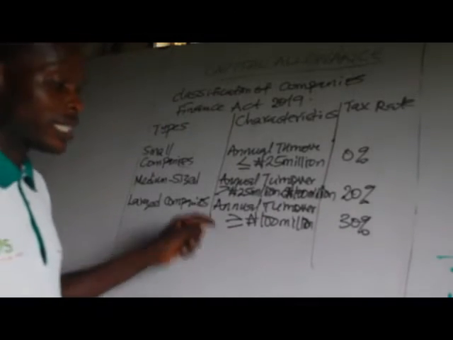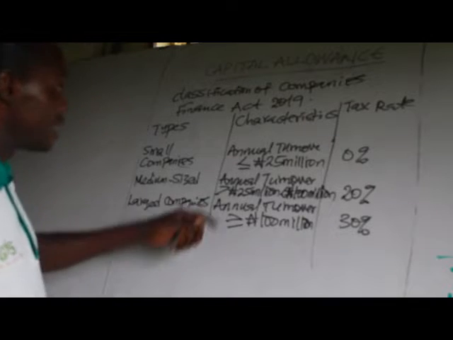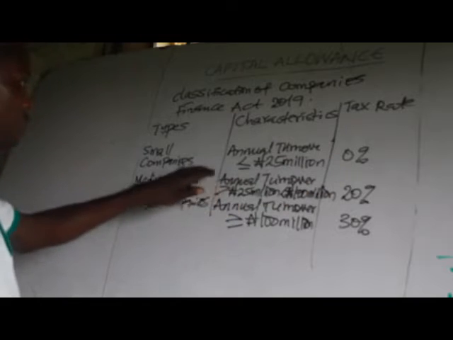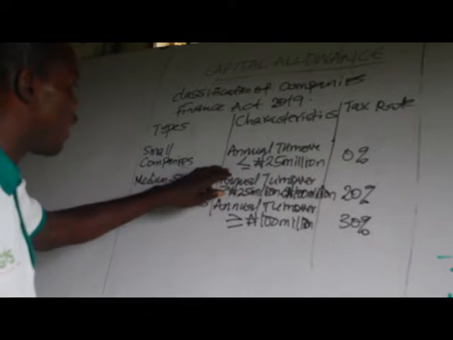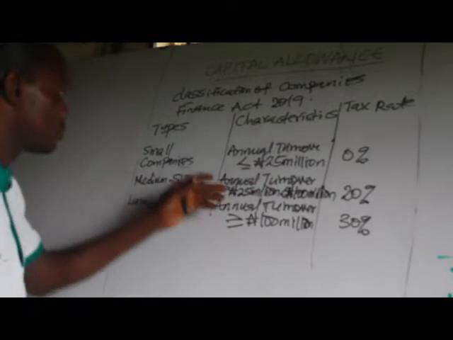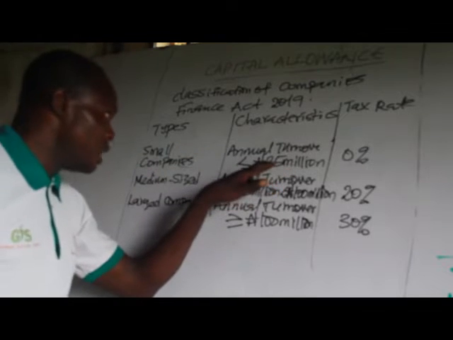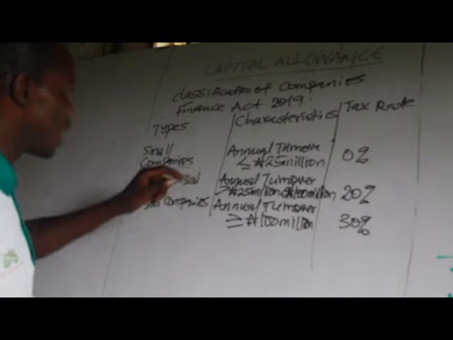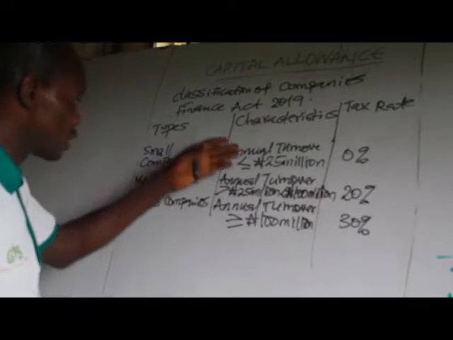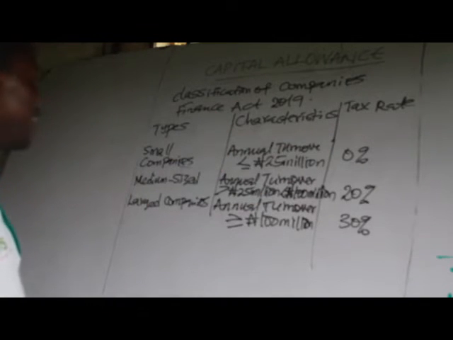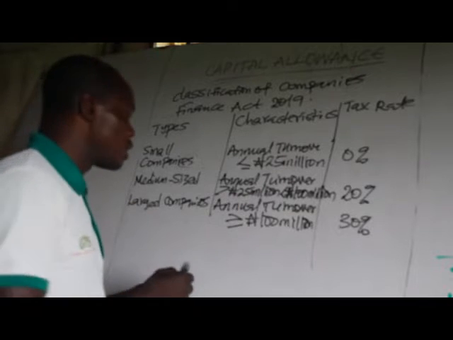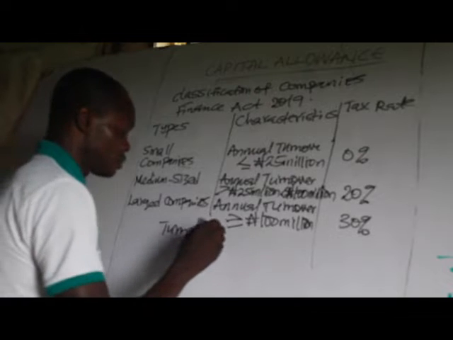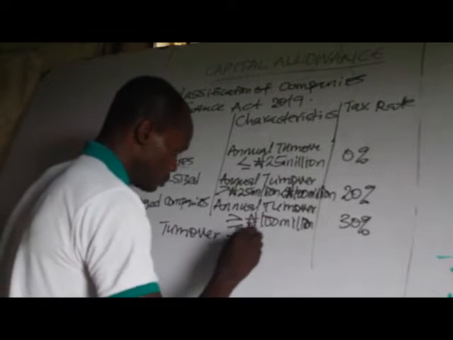I want you to know that no capital allowance should be claimed for a small company. I've told you that any company with an annual turnover of less than or equal to 25 million is said to be a small company. No capital allowance is claimable for such a company. Then, if you say turnover, I want you to know that turnover is the same as revenue.